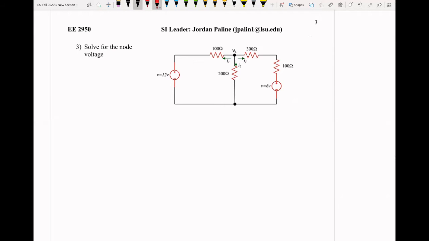Okay, and if we take a look at the next problem, it's asking us to solve for the node voltage, so right there. But notice we have two separate sources here, so it might cause some issues. But let's see. If we take a look here and we're trying to find the node voltage, they've already defined I1, I2, and I3 for us. So that's pretty useful. We'll just go ahead and drop those over here.